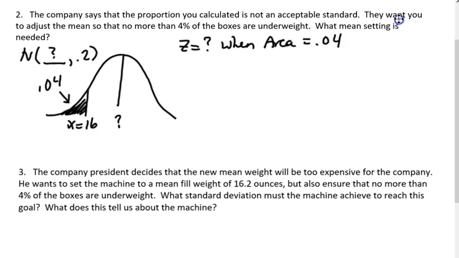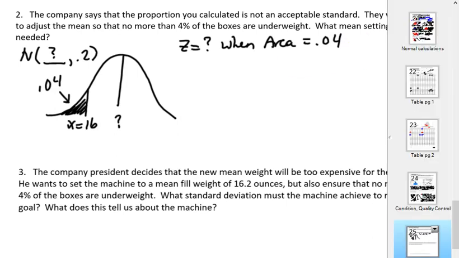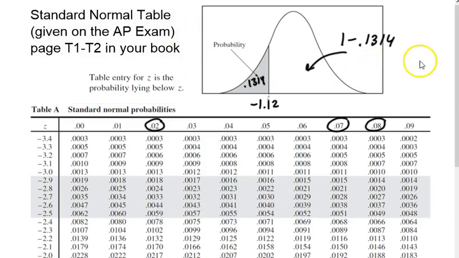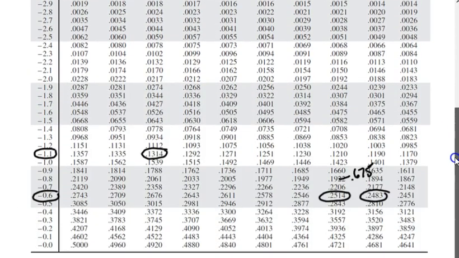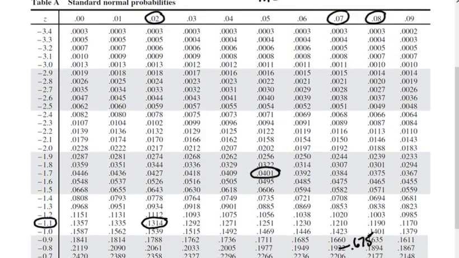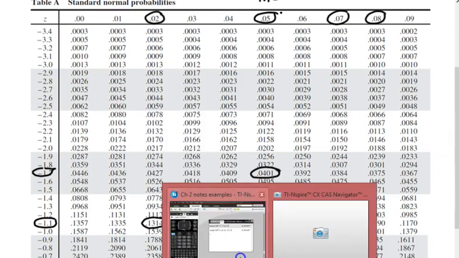We can find this on the table, or we can find this using the calculator. Just quickly on the table, we obviously know this is going to be when the z-score is negative, so I'm going to look on the table to find 0.04. I see 0.0401, which is really, really close. That is negative 1.75. So using the table, we say negative 1.75.